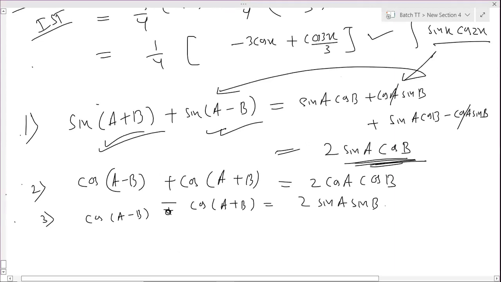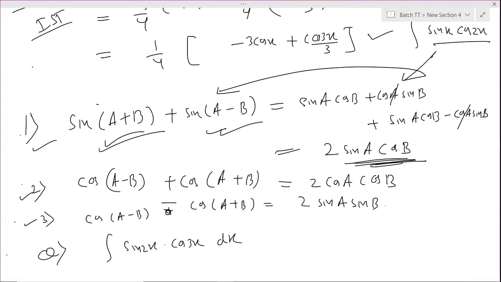So please note down the formulas. We started integration using trigonometric identities. So here are a few identities. And after this, try to solve this question: integration of sine 2x cos 3x dx. I hope you know which formula to use. Use that formula and try to integrate. I'll give you a few minutes.